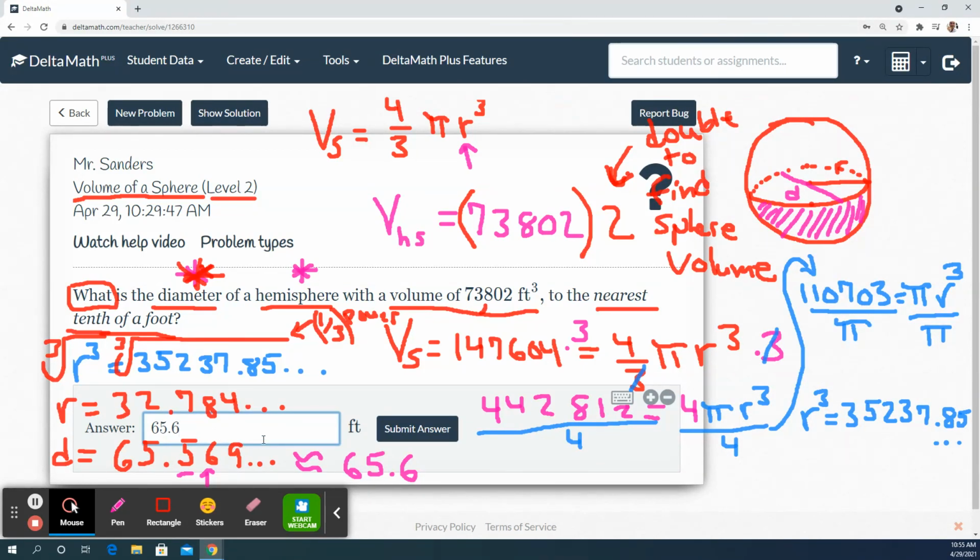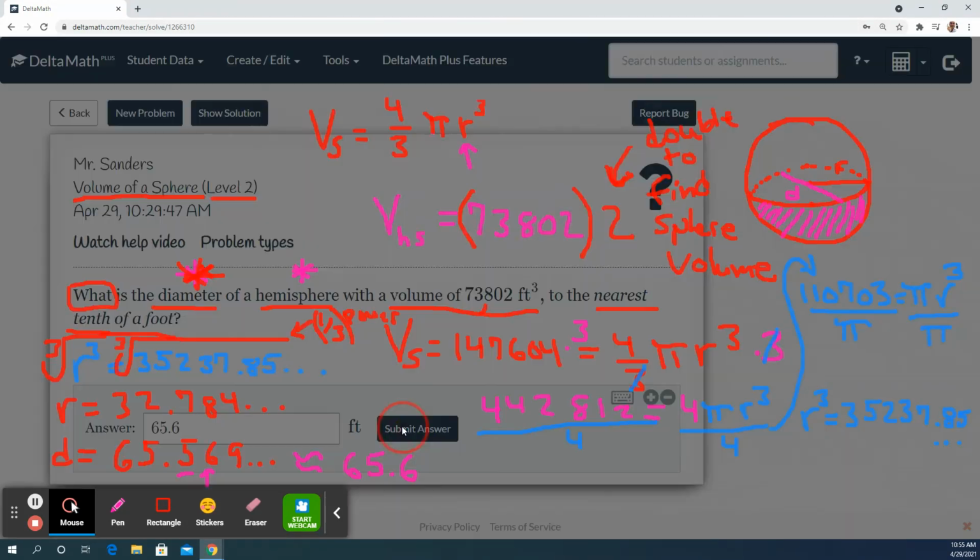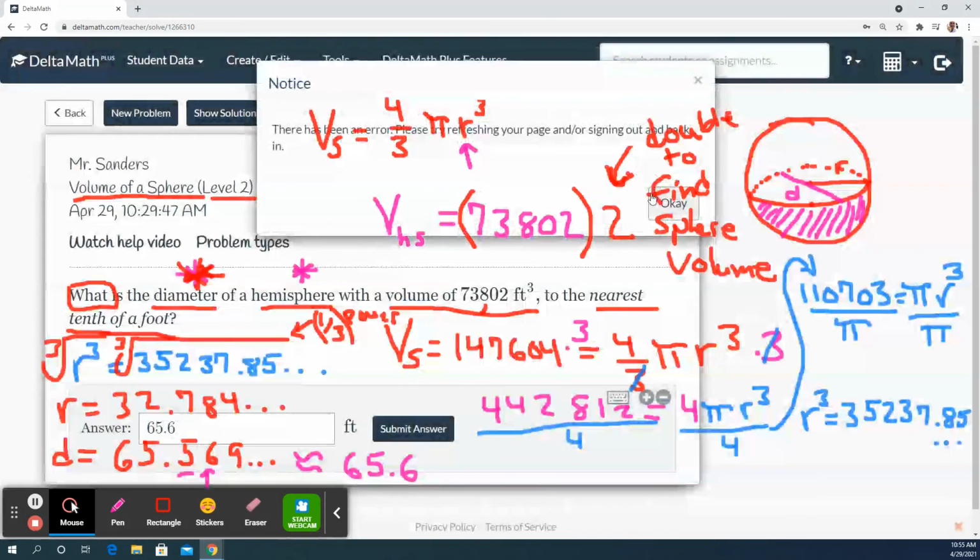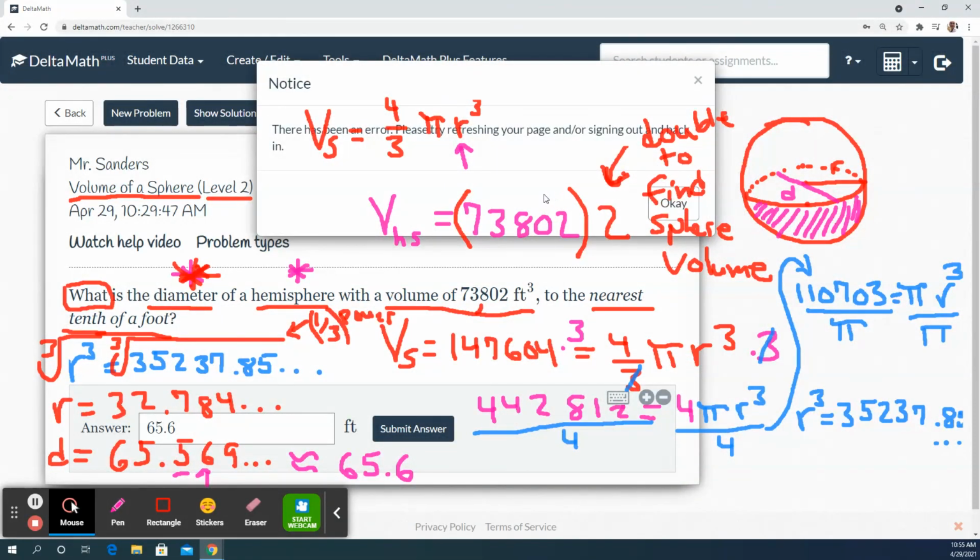Mistakes are good if we can learn from them. Should be no mistakes. All right, everything should be okay. Looks like it logged me out, but all the work looks correct.